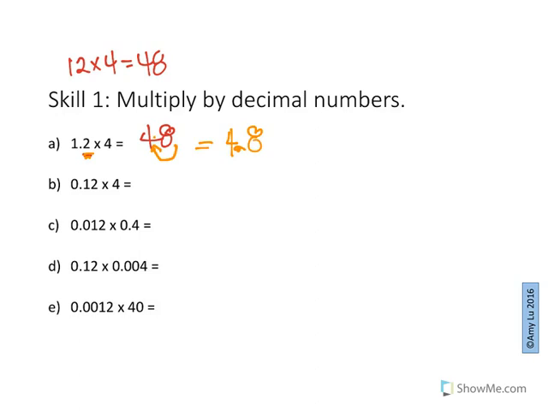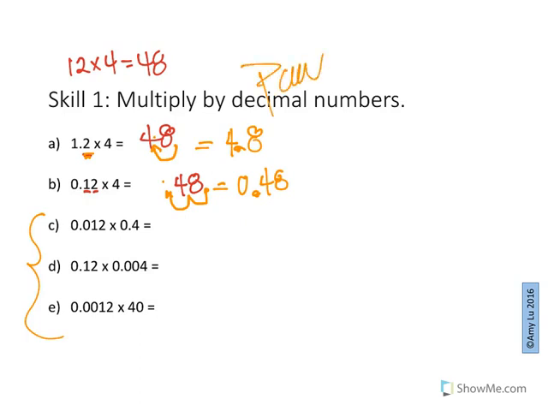Now in the second problem, again, 12 times 4 is 48, but this time we have two numbers behind a decimal. So start with your decimal at the very right and move it two spots in, 1, 2. What that means is that this becomes 0.48, and we must put a 0 in the ones place just to make sure we can clearly see that this is a decimal. So following this theme, can you complete C, D, and E? Pause.